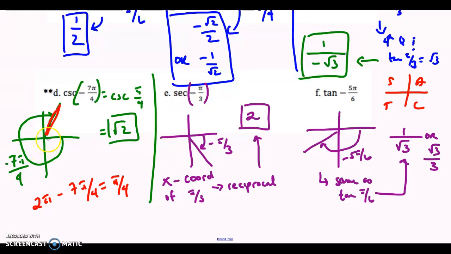The sine of pi over 4 is 1 over root 2. The cosecant of pi over 4 then is root 2. It's positive because we have a first quadrant value.